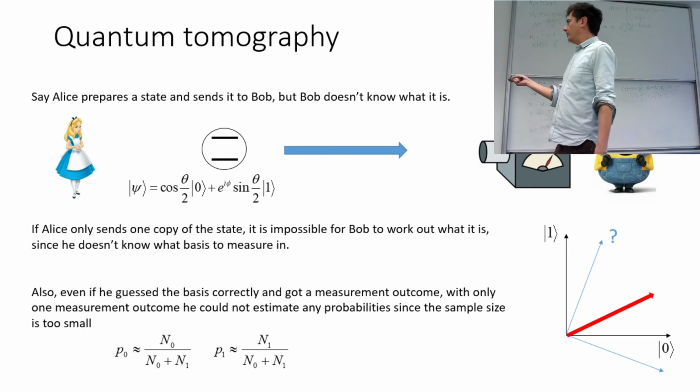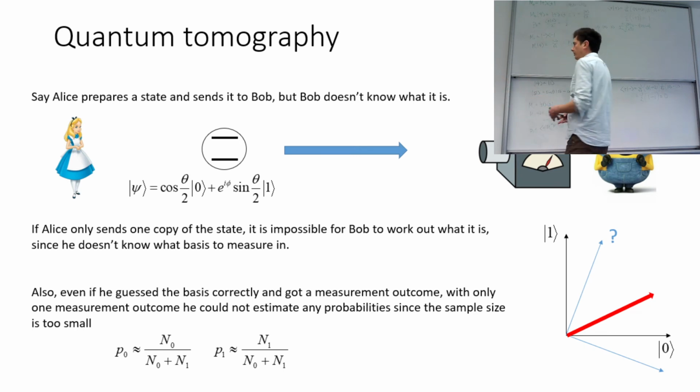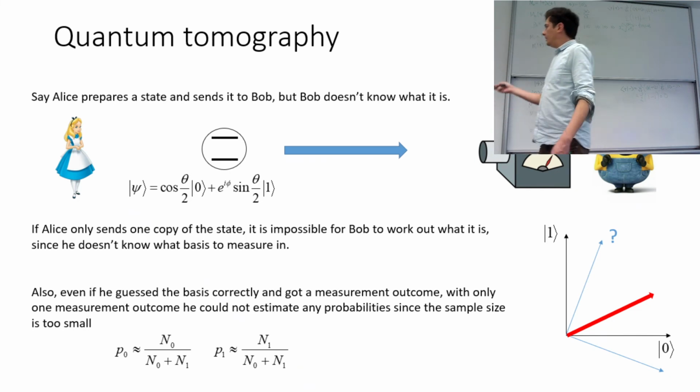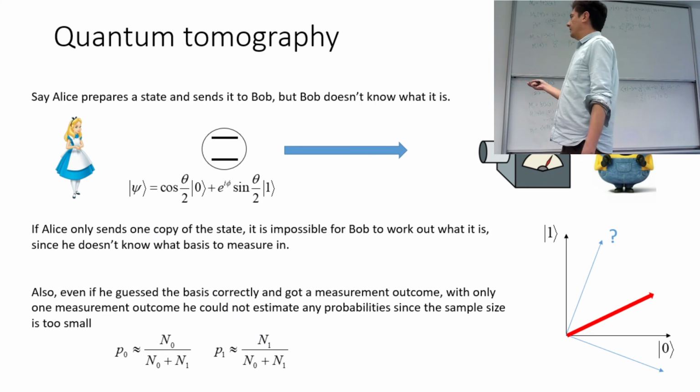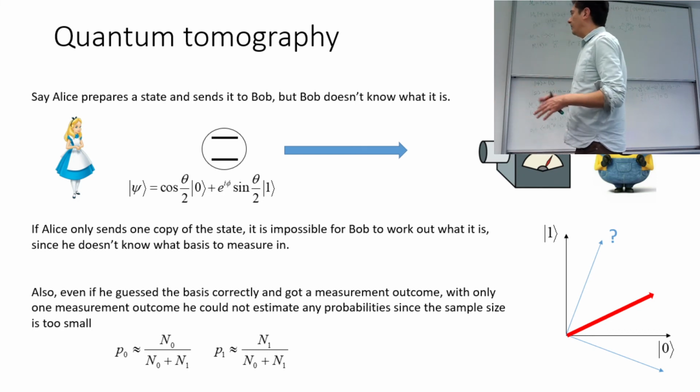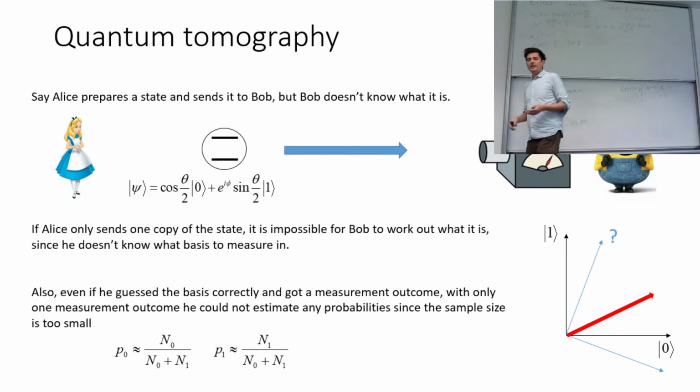So this definitely has to be done a lot of times in order to figure out what the actual state is. Even just for the 0 and 1 basis, you might have to do it 100 times. So Alice is going to be sending, say, 100 copies of the same state. He's going to do measurements, do statistics on it, figure out the probabilities, work out this, and then do 2 bases in order to work out all the parameters. So it's actually a pretty arduous task to figure out what a quantum state is.